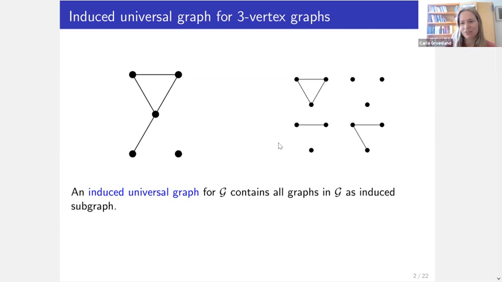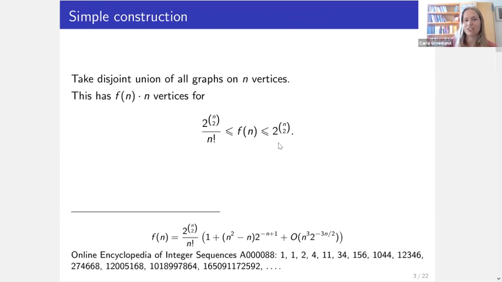What about 4 vertex graphs, 5 vertex graphs, etc.? Can we always make one? Well, if we think a little bit about it, there's one obvious way to make it. For example, on the right-hand side, we also have one. So we can just take the disjoint union of all graphs on n vertices. So this has the number of n vertex graphs times n vertices. And how many is that? Well, about 2 to the n squared. So you can see some kind of precise asymptotic at the bottom here. But this is about 2 to the n squared over 2 vertices.